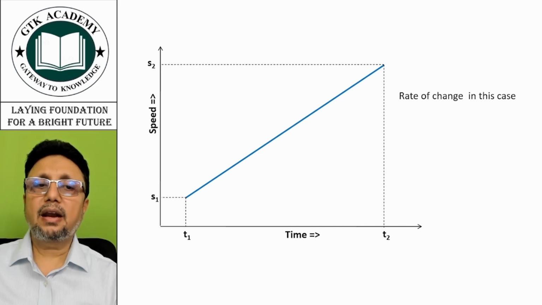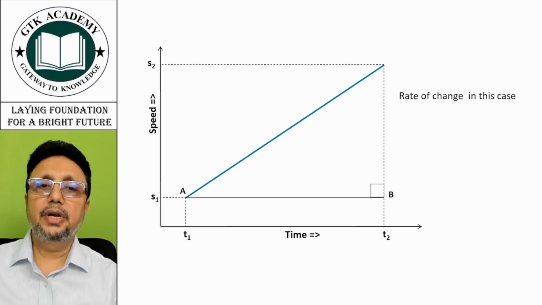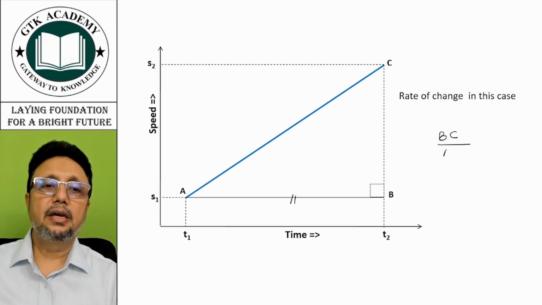Now, what will be the rate of change in this case? If this is A, drop a perpendicular in the dotted line. This is B and this is C. So the rate of change in this case is going to be the change in y, or we can say speed, that is BC. And the change in x, that is time, is AB. Now BC is S2 minus S1 and AB is T2 minus T1. So the rate of change in this case will be S2 minus S1 upon T2 minus T1.